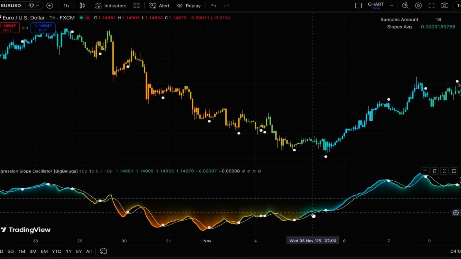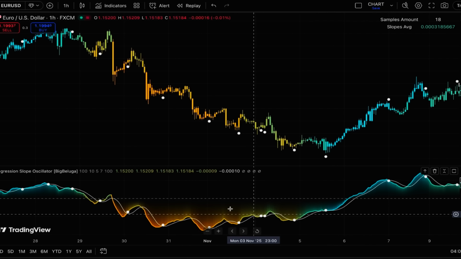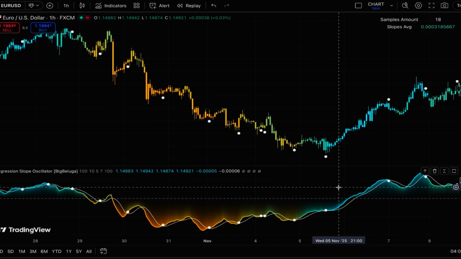Let me explain what we have here and how we can interpret this indicator, and then I will teach you a trading strategy based on this indicator.